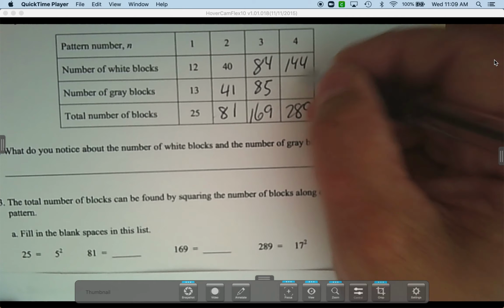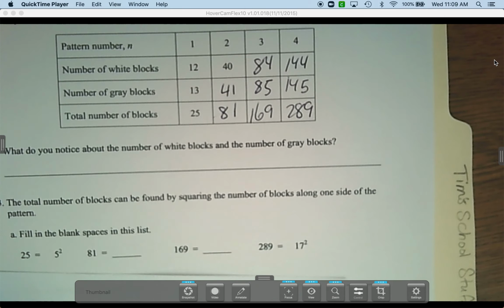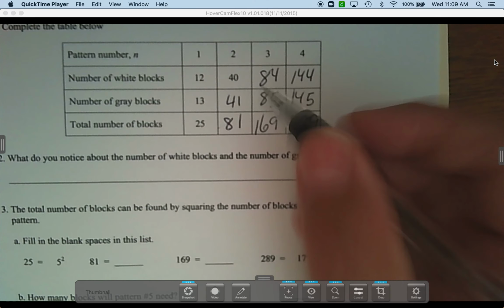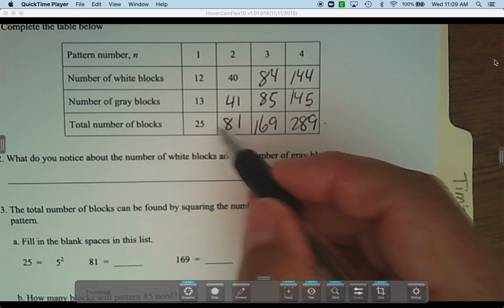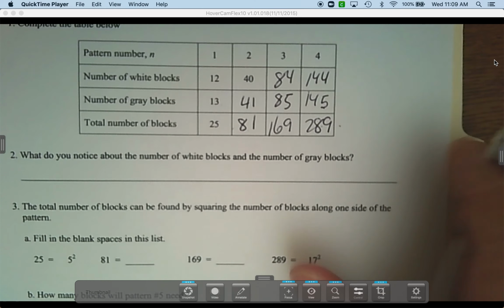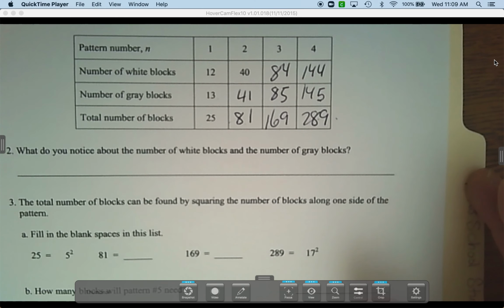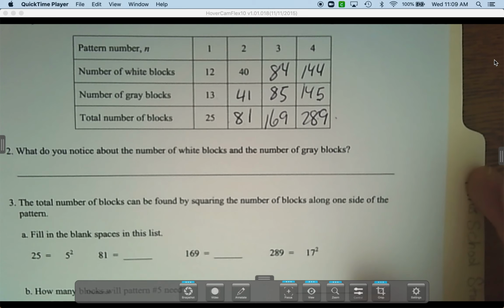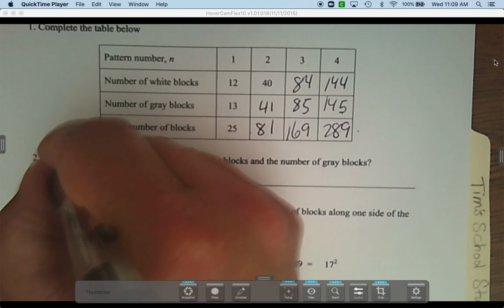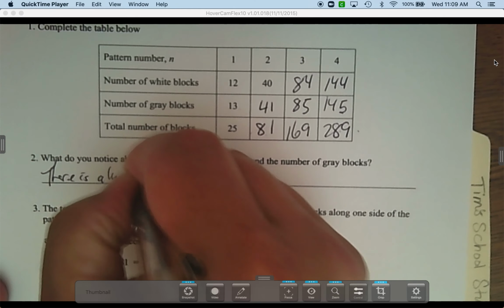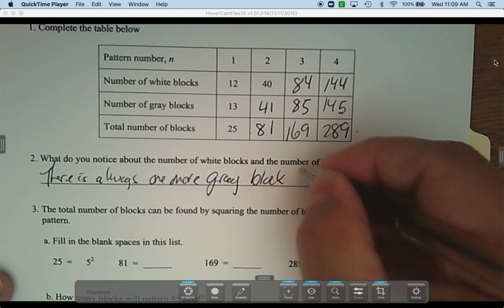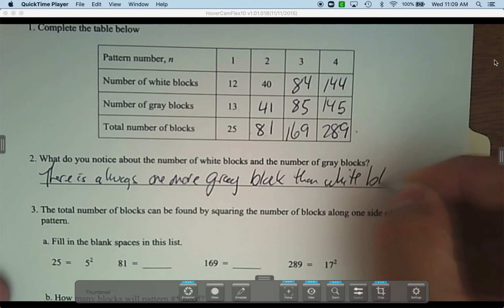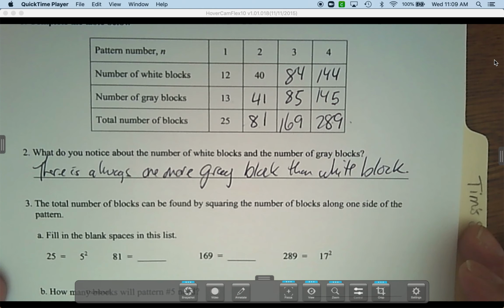If I subtract these, I get 145. And now we have a table of values and a pattern to look at. And so what do I notice? There's always one more gray block, isn't there? And then the total number of blocks, you can see these are perfect squares. We're dealing with squares. So what do you notice about the number of white blocks and the number of gray blocks? So I think I just said it. There's always one more gray block. That's what I notice. Always one more gray block.